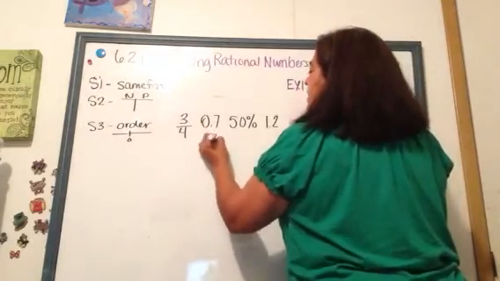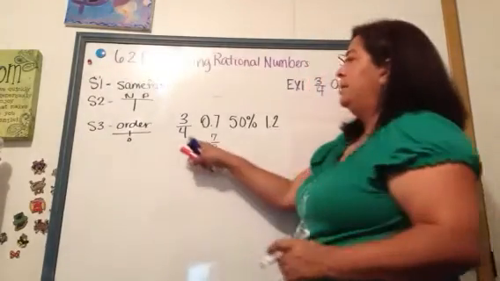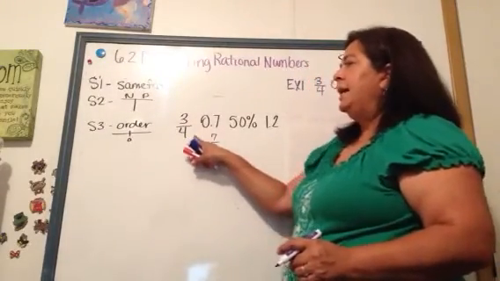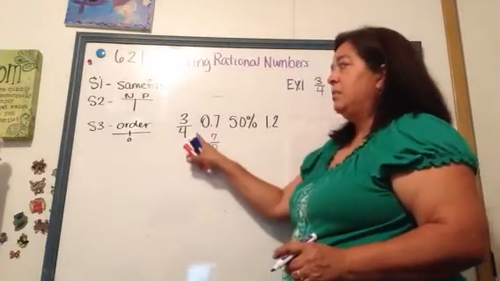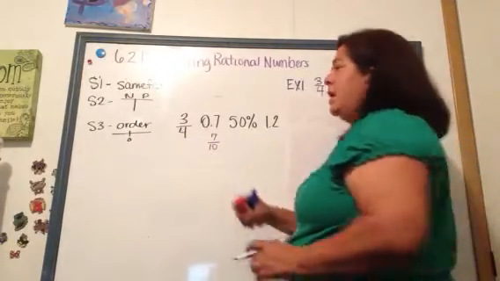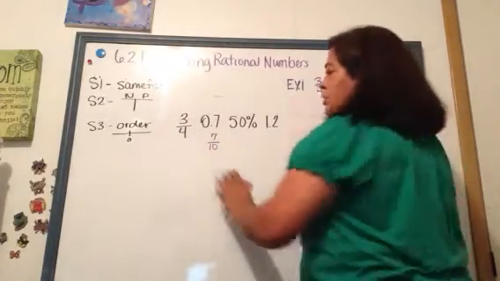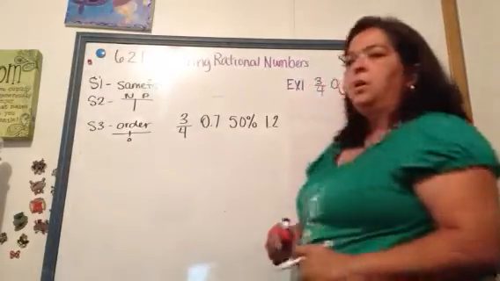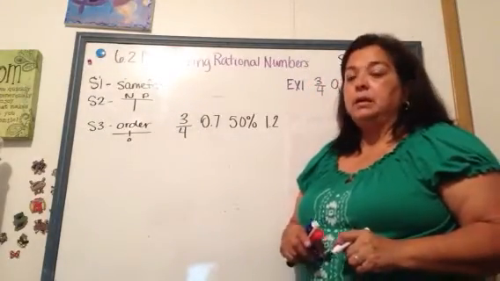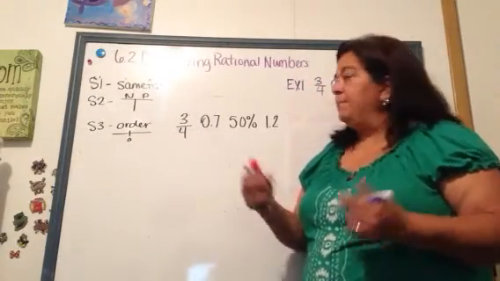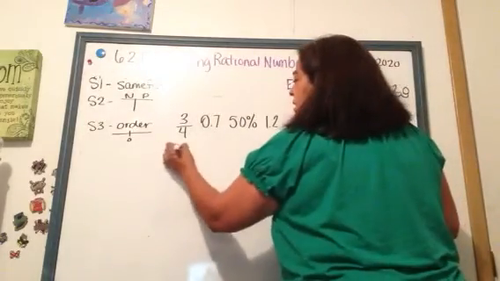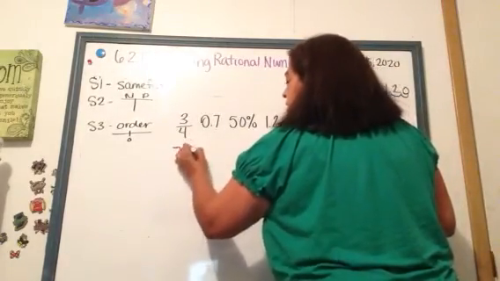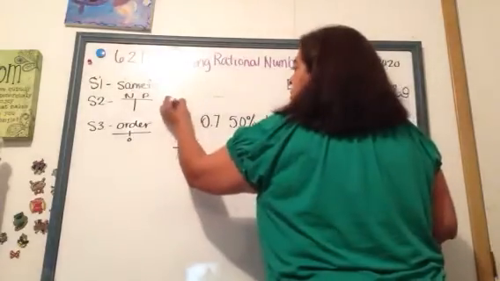I know that this is 7/10. Wait a minute. That's 4 and 10. I cannot make that 4 a 10 very easily. I can go 4 times 2 is 8, but it's never going to be 10. I don't think I want to change it to a fraction. So what else is on our list? Percent. Let's try percent. 3/4 is a benchmark percent. I know that is 75%. It's a benchmark.